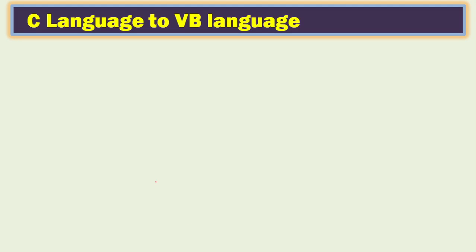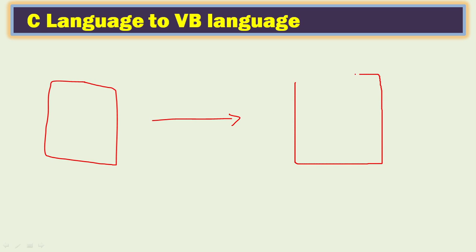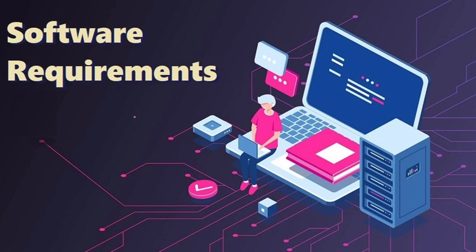So the idea is C language to VB language. If this is a C file, we want to convert it into VB language code. We already know how to write C. In the C language, we write the program file. That file, we need to read line by line, and change correspondingly to VB coding. That is the main concept of this project.